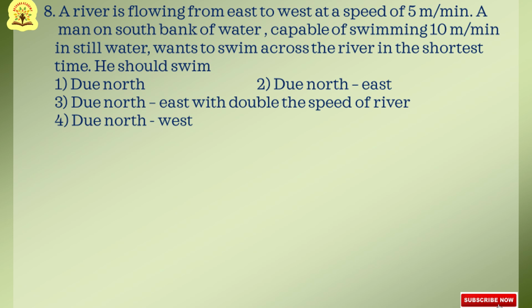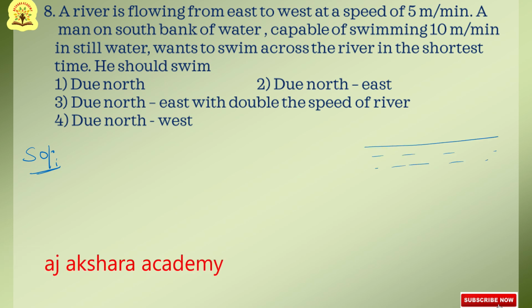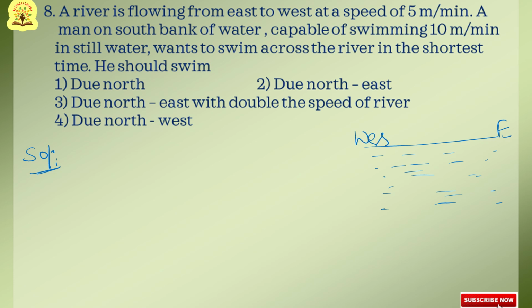Now first let us go to the solution. Here they have given the velocity of the river as 5 meters per minute. Here this is a river, this is the east direction and the opposite is west, and we are going from south to north.